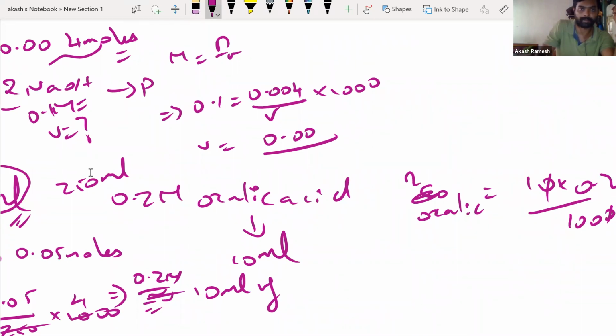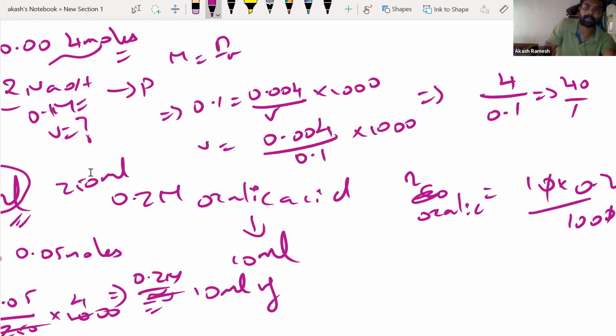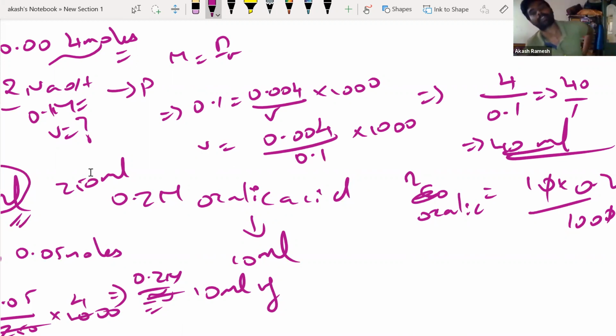Okay. Right. So it is going to be 0.004 divided by 0.1 into 1000. So this is basically going to be 4 divided by 0.1, or I can write 40 divided by 1. So basically the answer is going to be 40 ml. That's the answer to this question. Nice. Hope you all understood what I'm doing here.